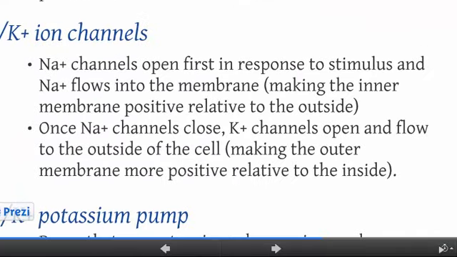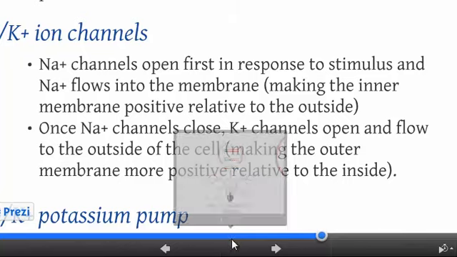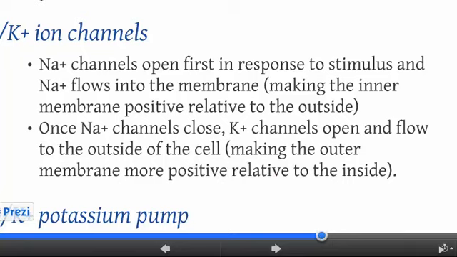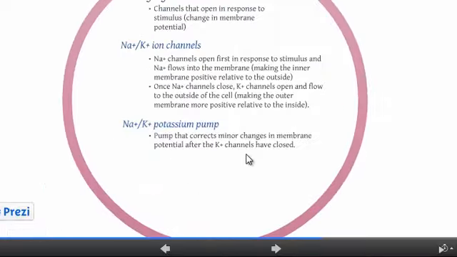The sodium channels are going to open first. Sodium's going to flow into the membrane, and in response, they're going to close as the potassium channels open behind them, and potassium's going to flow out. So now you've got a complete flip of the concentration gradient along the membrane. Once that's finished moving all the way down the axon, the sodium-potassium pump is going to fix the concentration gradient by moving the ions back to where they should be.